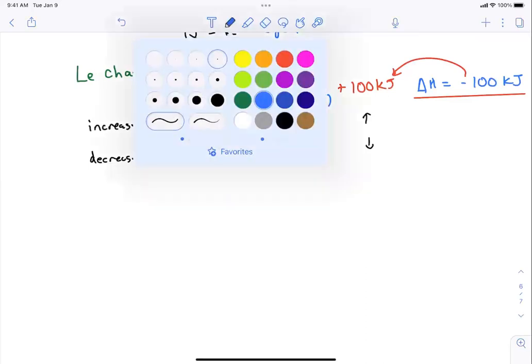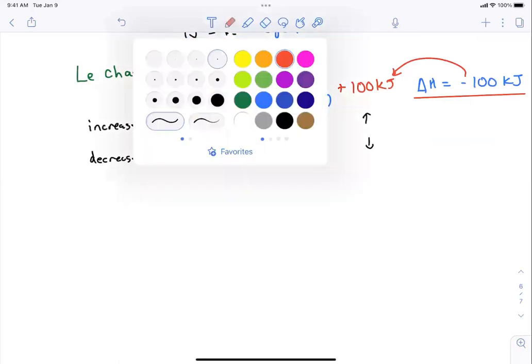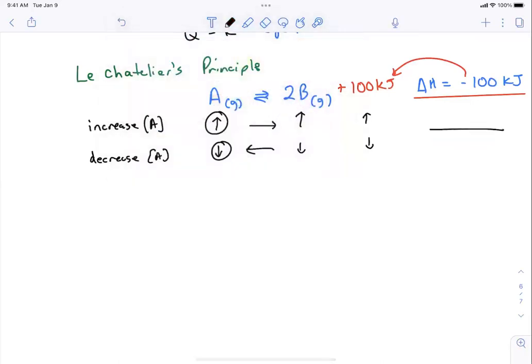So you want to think of it as a balance. Oh, let me change colors here. So no, not that color. You want to think of it as a balance of A and 2B here, and that's your equilibrium.